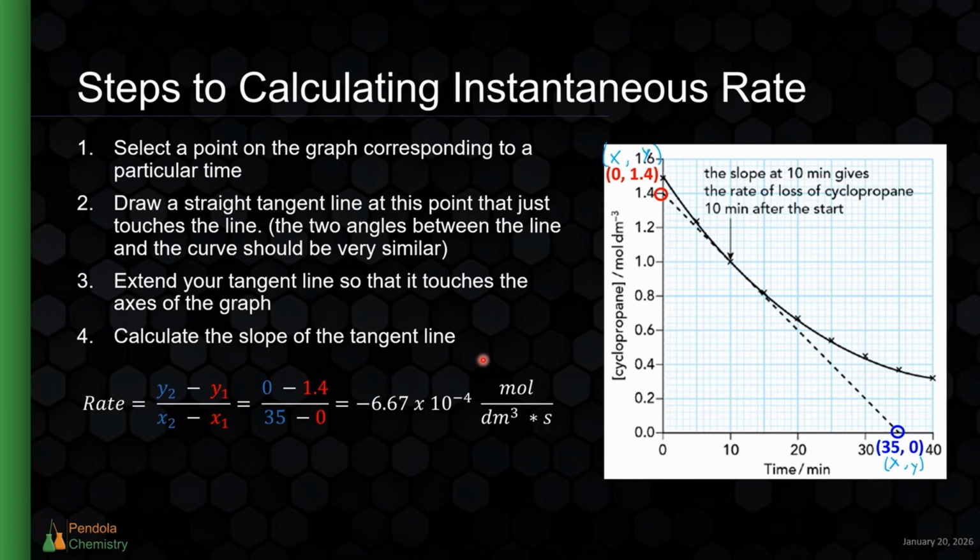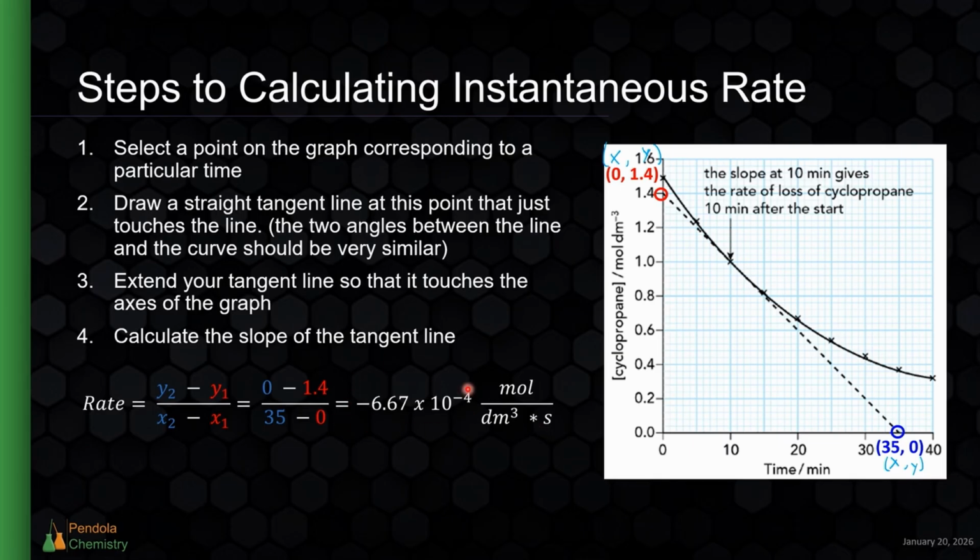Now this makes sense. Why? This makes sense because this number is negative. If we remember, we're talking here about a reactant rate. The reactants are going to be used up over time, meaning that the rate has to be negative because their concentration is decreasing over time.